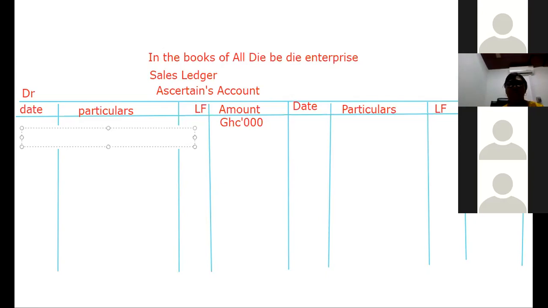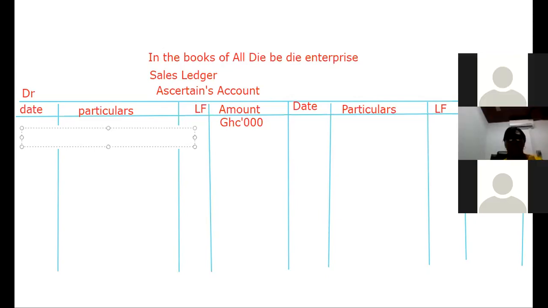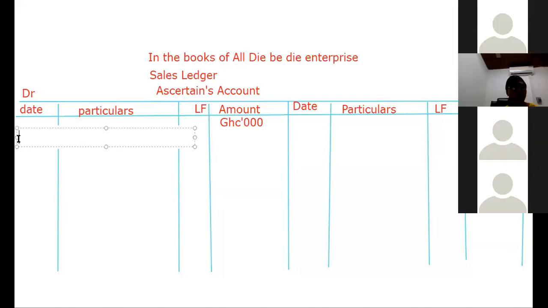I hope we are all following. Madam, at the end of August, he was owing us. Who was owing us? Ascertain. And there is a balance. Okay, so it means we have to start with the balance. So the closing balance becomes the opening balance. How much was the closing balance as at 31st August? It was 1,200. So that would be first. You get it. So the closing balance becomes balance brought down. Or somebody can also use balance brought forward. Whichever one you are very okay with, you can use it.